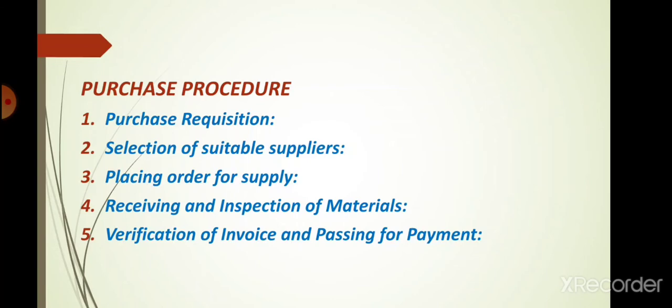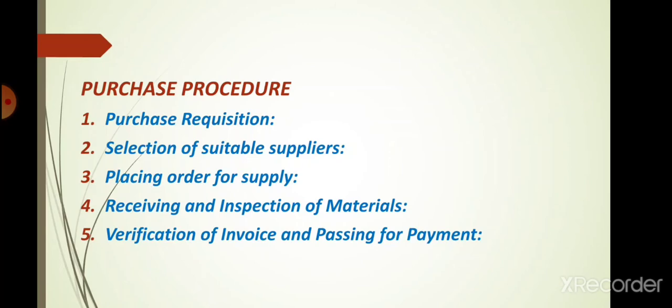Third one is placing order for supply. Purchase order is issued to the selected supplier. Purchase order is a legal document or a record of agreement between the purchaser and seller. The purchase order should be normally prepared on printed forms and should contain all the necessary details such as quantity, quality, specification of the goods, rates approved, place and date of delivery, mode of transport and terms of payment, etc.